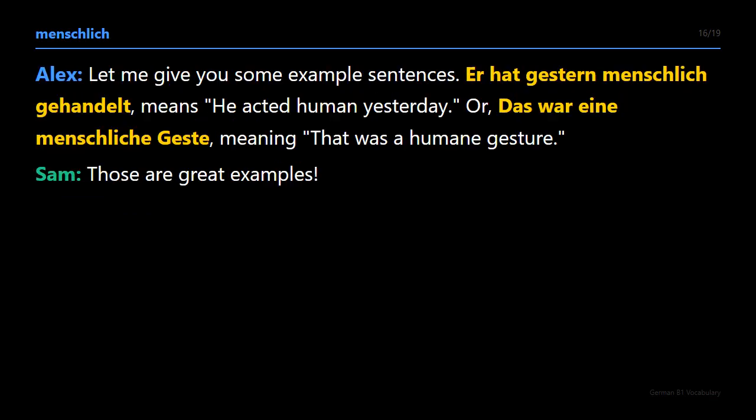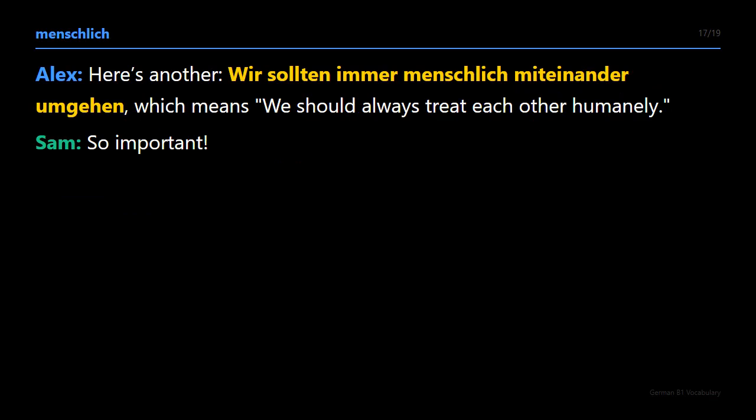Let me give you some example sentences. Er hat gestern menschlich gehandelt. Means he acted humanely yesterday. Or, Das war eine menschliche Geste, meaning that was a humane gesture. Those are great examples. Here's another. Wir sollten immer menschlich miteinander umgehen, which means we should always treat each other humanely.